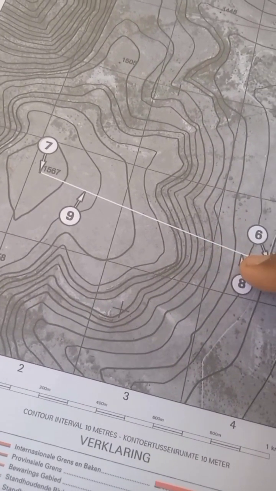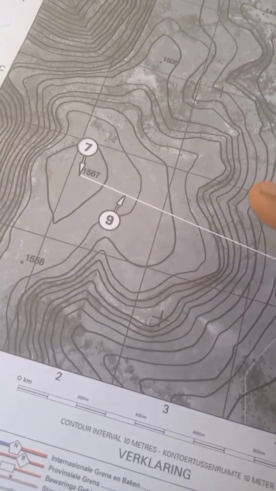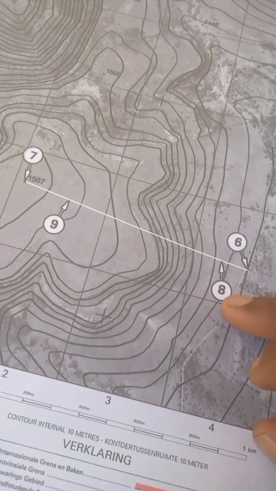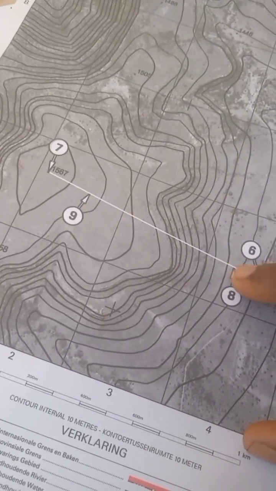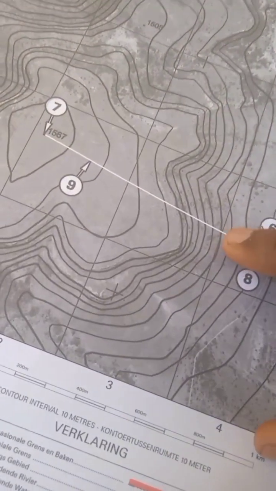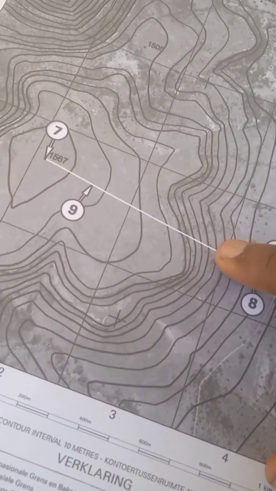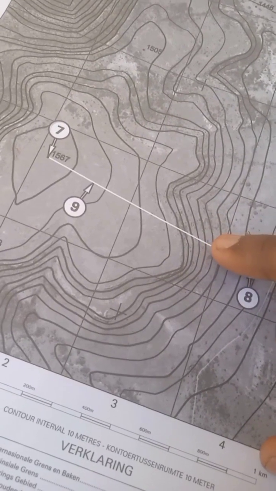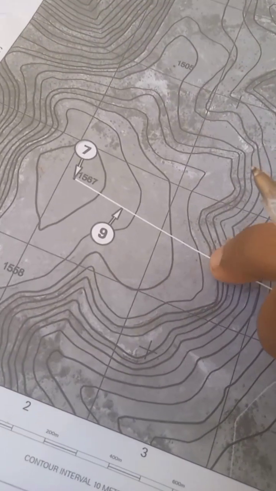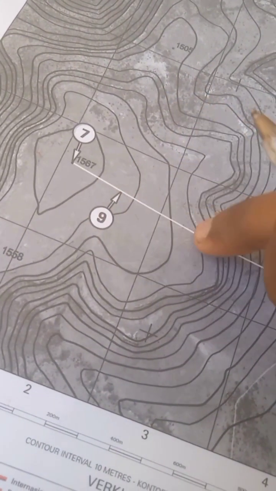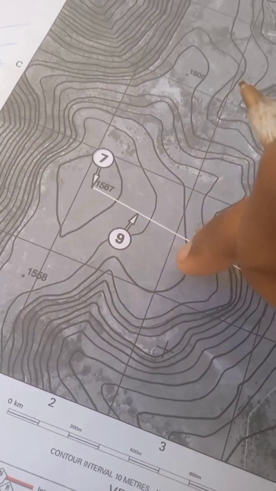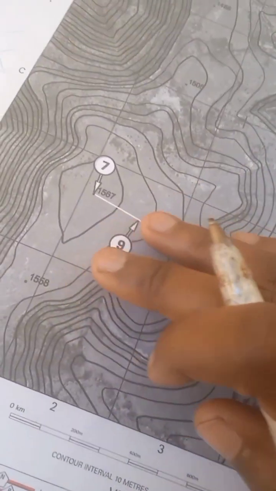Because we don't see any valley, we don't see any river here. All we see is that as we move towards 9, the contour lines are close to each other, so this means that this area is going uphill. And then once we get to this point, moving right along this path, the contour lines are far apart, and so this means that this is gentle.